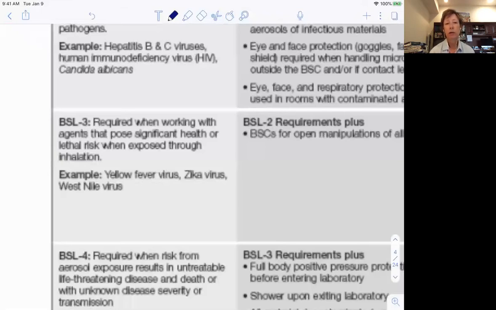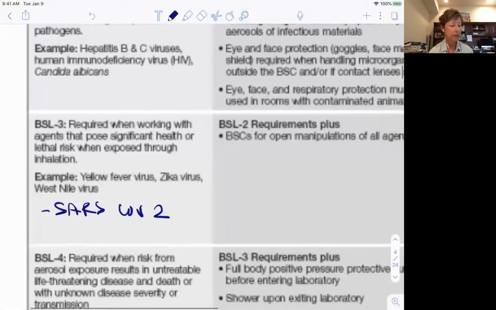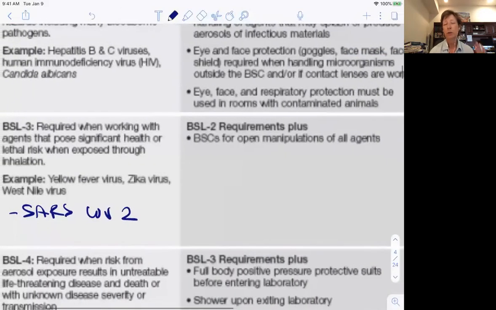So BSL3 are things that have significant health risk, and there may be limited treatments or prevention. These include some of the viruses, and actually SARS-CoV-2, the virus that's causing our current pandemic, is in the BSL3 category. So they need biosafety cabinets, and there's some other personal protective devices.